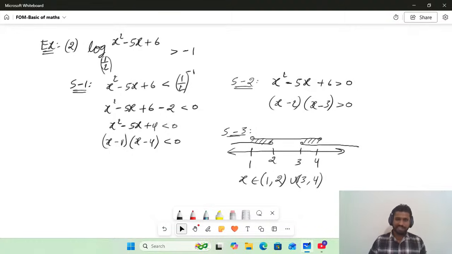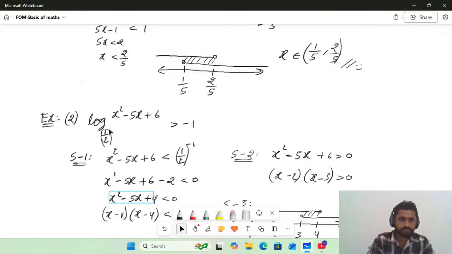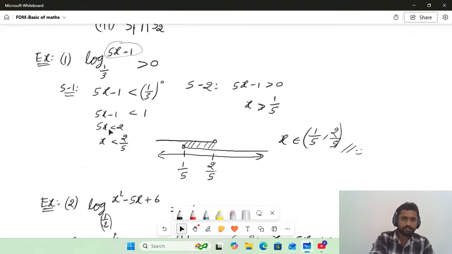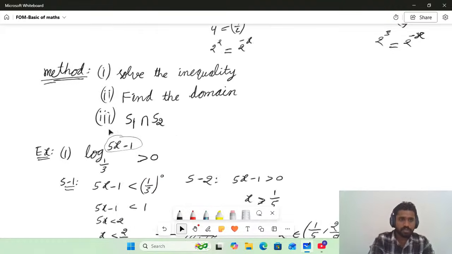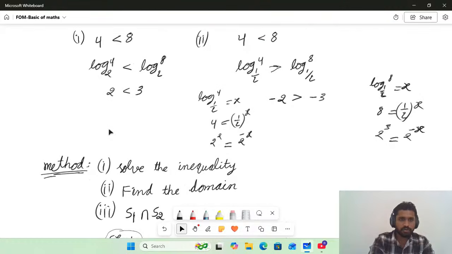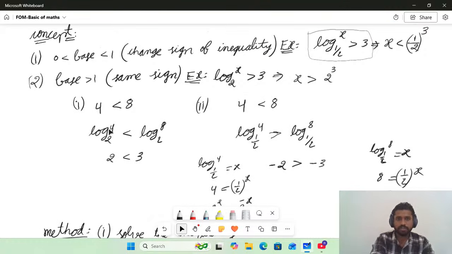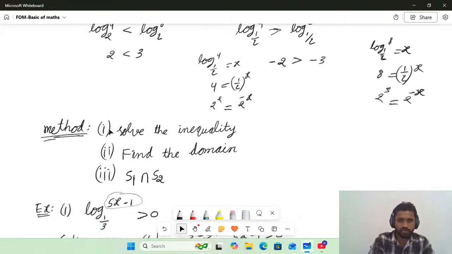So till now, we have seen only the constant base. The first example, base 1 by 3, and the second example, base 1 by 2, were with a constant base. While discussing the concept also, we have seen only the constant base. With a constant base only, we have solved questions till now.